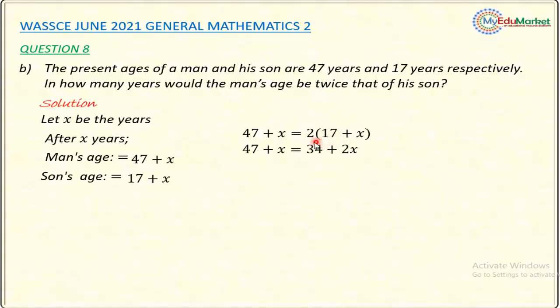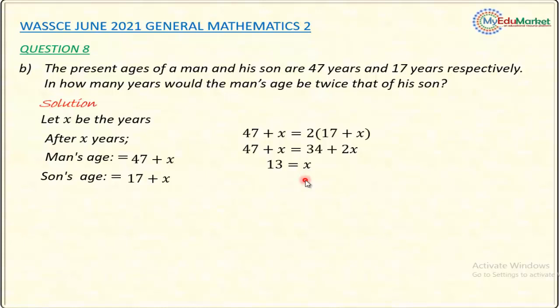So I'll expand this bracket. 2 times 17 is 34, 2 times x is 2x. Next is to collect like terms. Collecting like terms, x moves to this side, 34 moves to the other side. So 34 will now be minus, and x after shifting it to the right hand side will also be minus. So 47 minus 34 will give 13, and 2x minus x will be simply 1x.